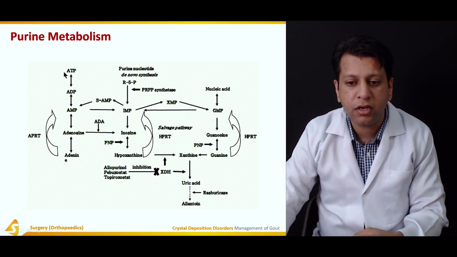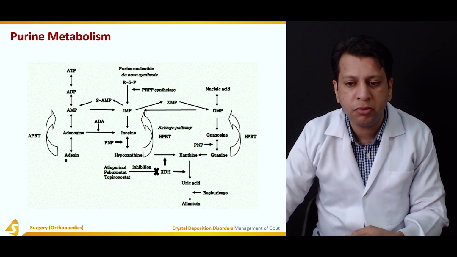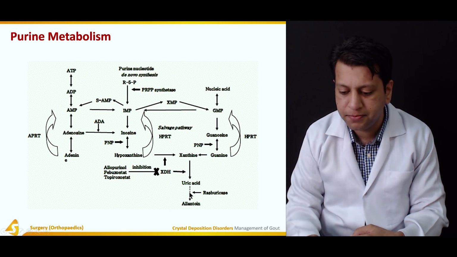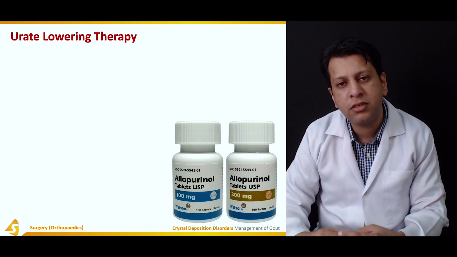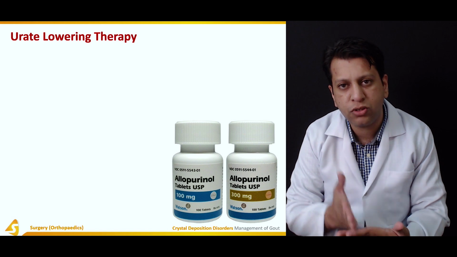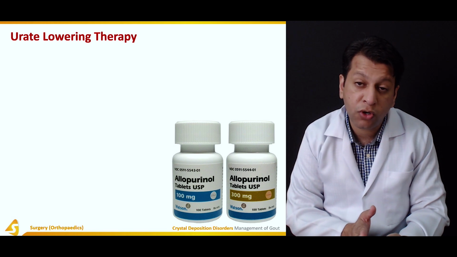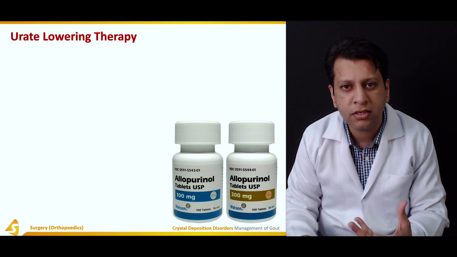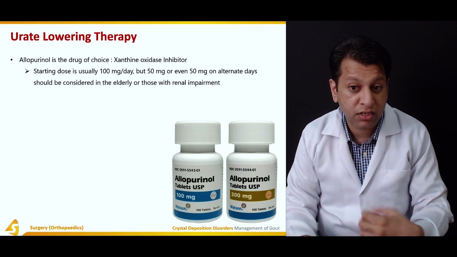Now, this is the purine metabolism. If you see over here, the conversion of hypoxanthine to xanthine is inhibited by xanthine oxidase inhibitors, because once hypoxanthine gets converted to xanthine, it then becomes uric acid. With urate-lowering therapy, there are two ways to deal with uric acid. You stop the forming of increased amounts of uric acid, but for all the uric acid which has already been formed, there has to be a mechanism to reduce it, and that is to enhance the excretion of what has already been formed. Allopurinol is the drug of choice, which is a xanthine oxidase inhibitor.